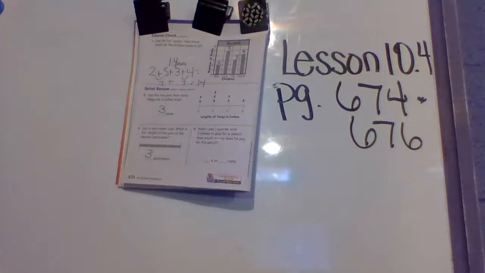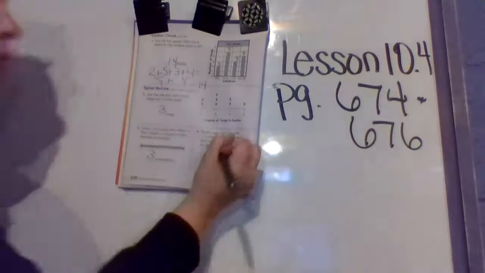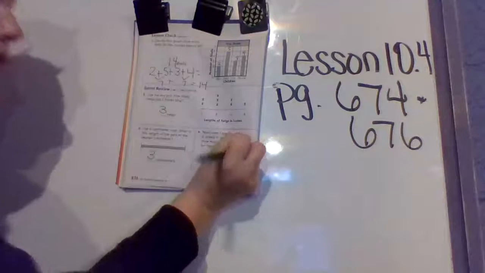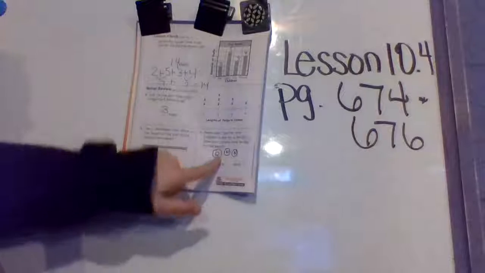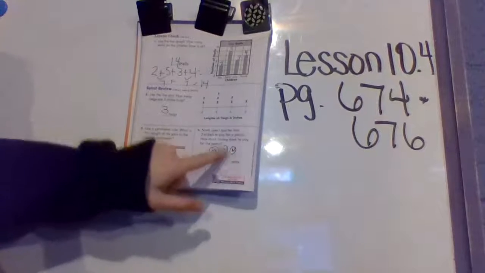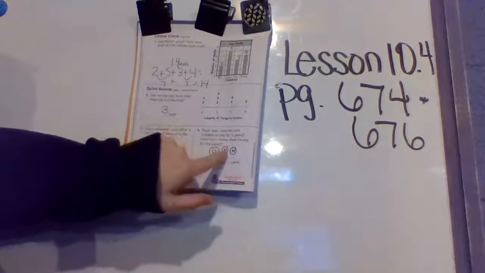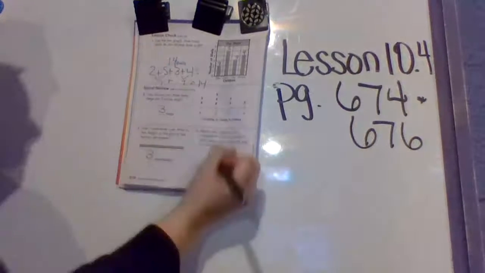And then finally, number 4. Noah uses 1 quarter and 2 nickels to pay for a pencil. How much money does he pay? Well, we know quarters are worth 25 and nickels are worth 5. So it would be 25, 30, 35 cents.